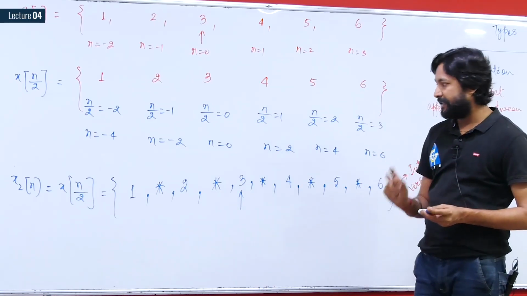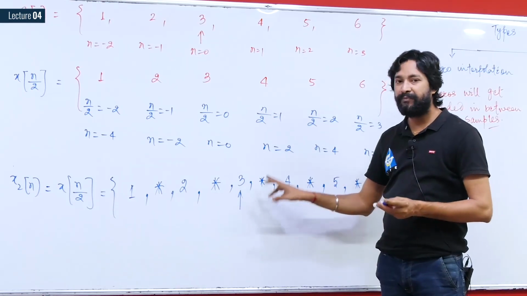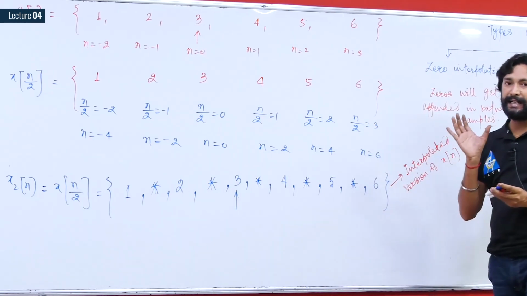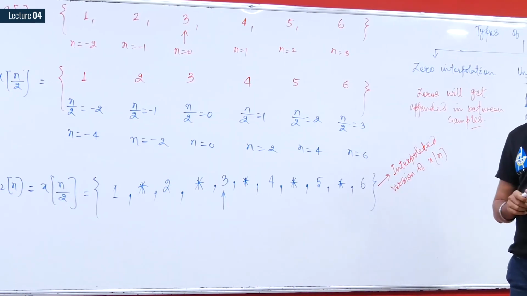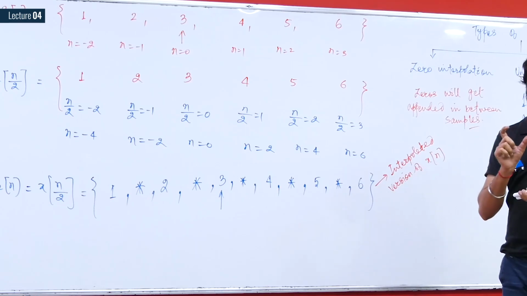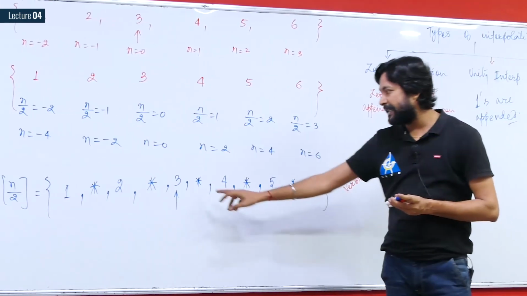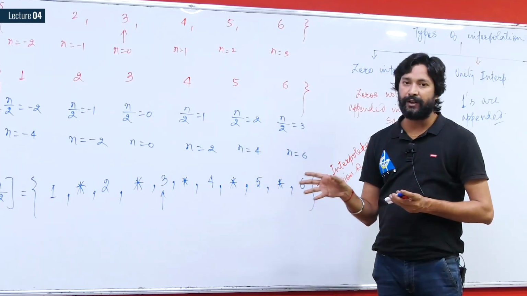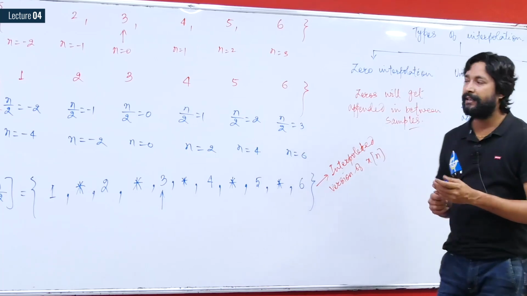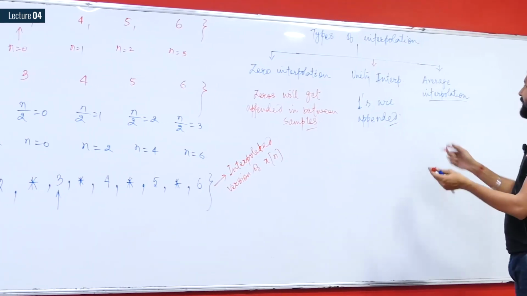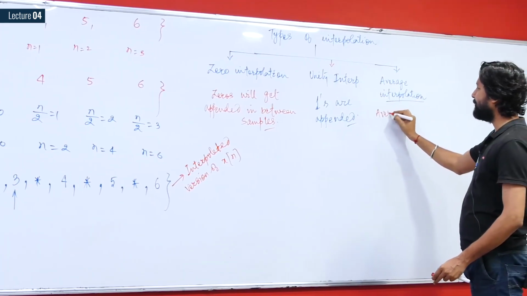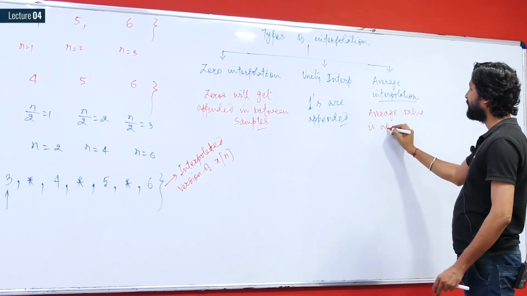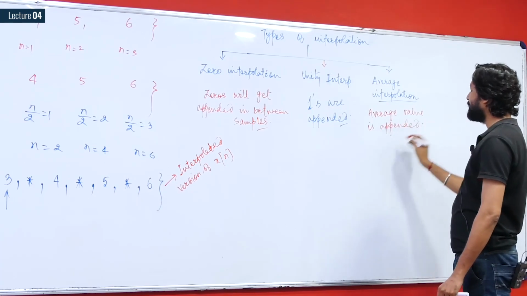So, if you append at the places of this star mark the average value of the signal, that is the sum of the signal, that is the area of the signal, divided by the total number of samples, and you take the average of that signal at every instant of these star marks, then this procedure of interpolation is known as average interpolation. That is, the average value is appended.